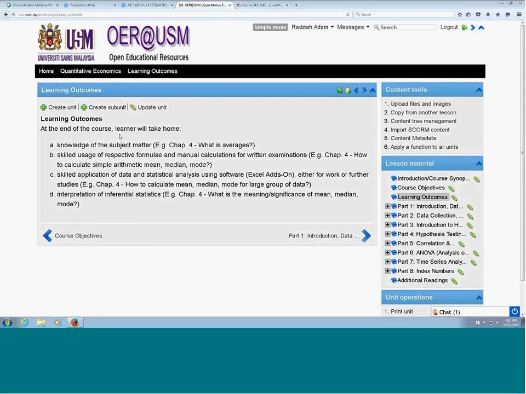In the second part of the course, when you study Chapter 10, for example, you must have the skill to use the respective formulas. You must know, in Chapter 10, this is the formula and this is how you calculate them. This is for the exam, which means manual calculations. But then in part C, you must be able to use the same formula, but this time for a huge group of data, so you're going to analyze using software.